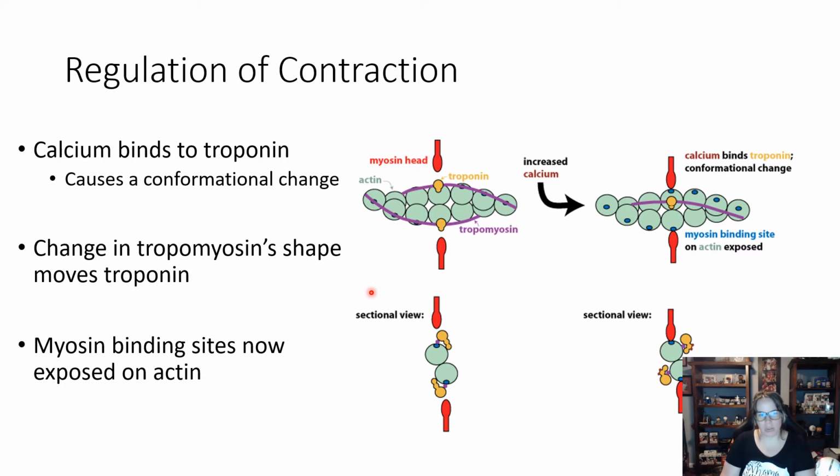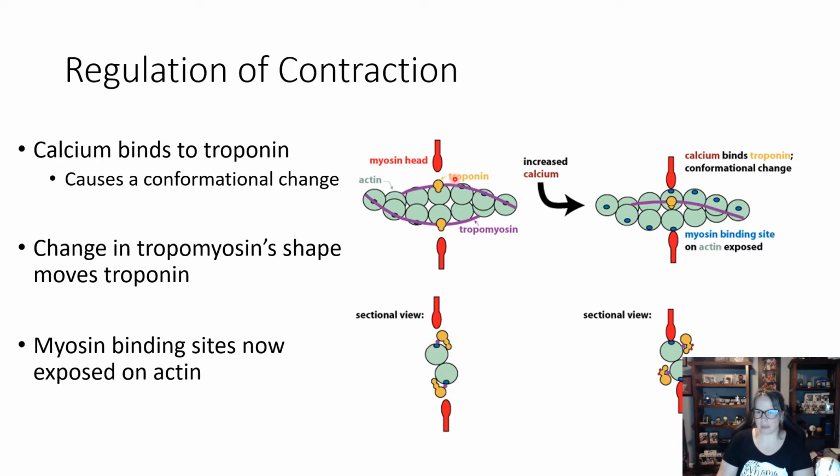And there are 3 different types of troponin. You'll learn more about this in physiology. But for us, we're looking at one of the troponin molecules here that's going to bind to calcium. So when we have no calcium, as you can see from this sectional view, the tropomyosin and troponin are blocking those little blue dots, which are the actin binding sites.